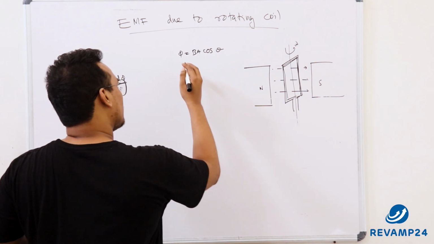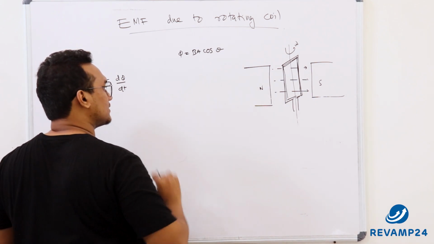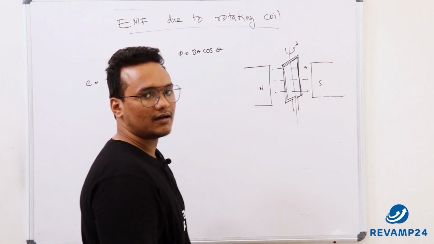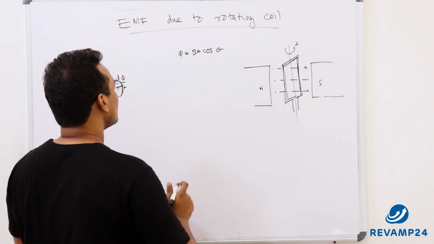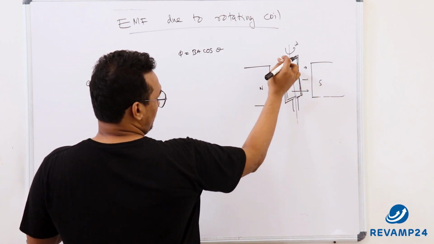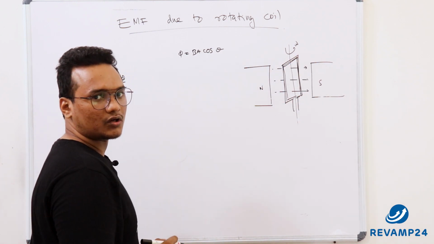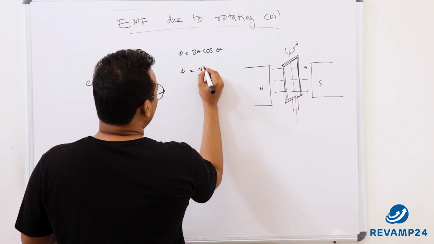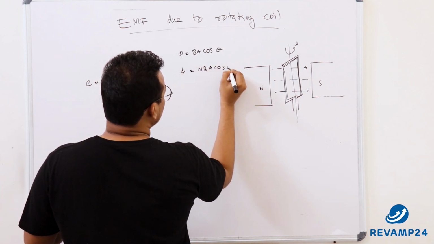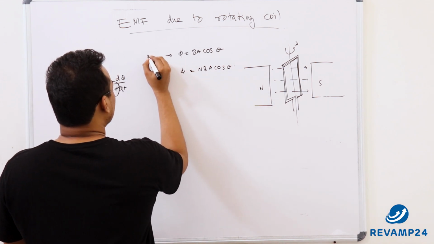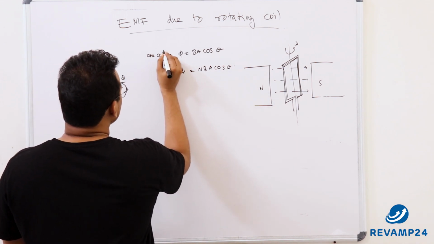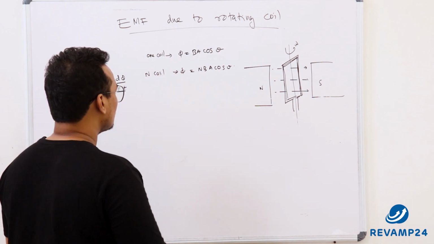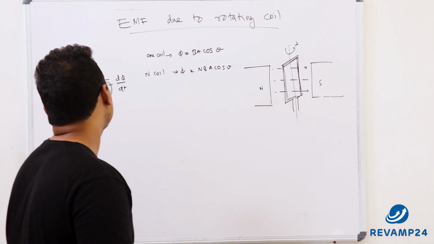Now what is the equation for magnetic flux? BA cos theta. Out of that, B is constant, A is constant, cos theta is changing here. Now BA cos theta is for one coil. With N coils, it will be NBA cos theta. So that was the flux linked with one coil, and now the flux linked with N coils. This is the total flux linkage.